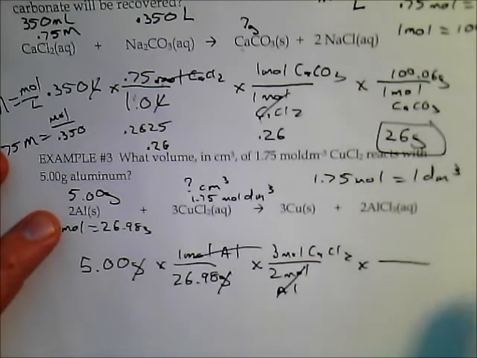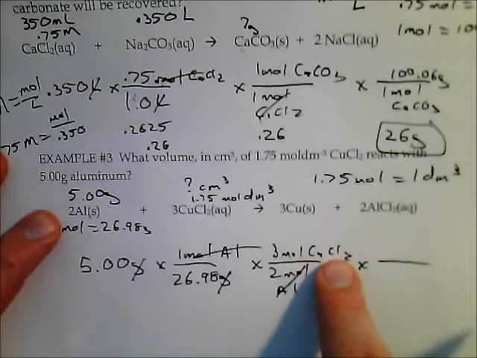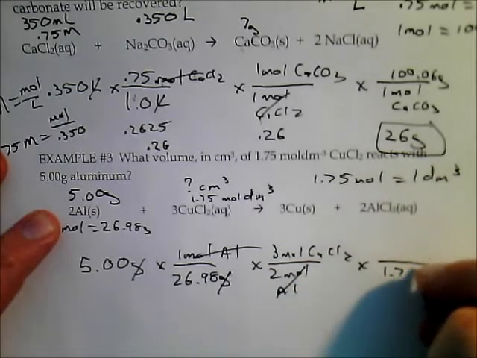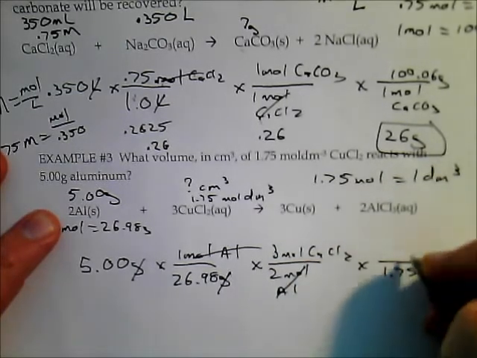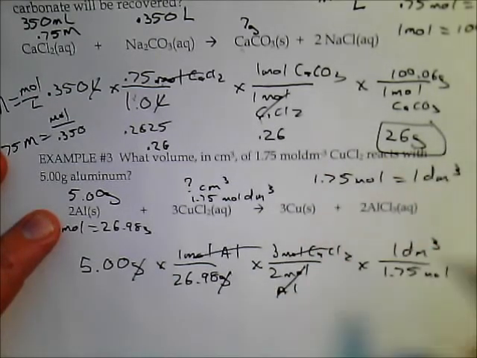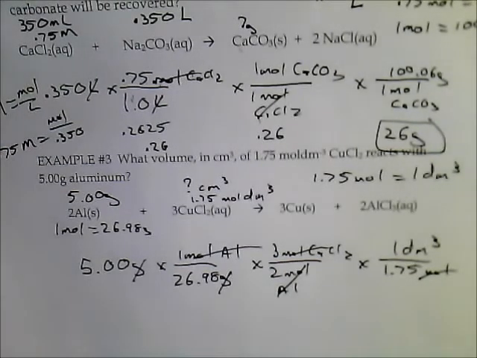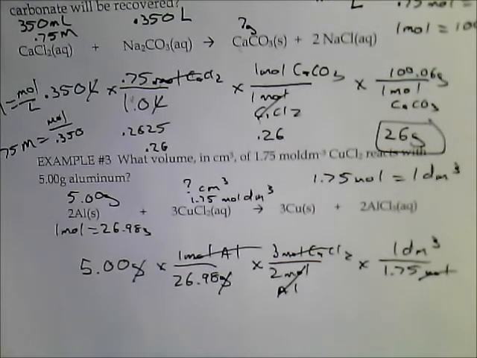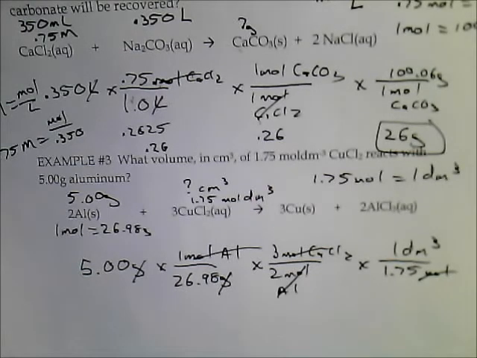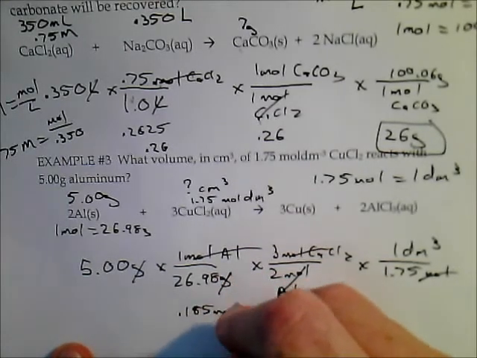We're getting there. Okay, so we want a volume, remember, this time. Here's my conversion factor. Now I have moles on top, so I want to put moles on bottom here. So that takes care of that conversion factor. Now these moles cancel. Then it's just a matter of solving this out. We could do 5 divided by 26.98 to start. So that's 0.185 moles of aluminum.